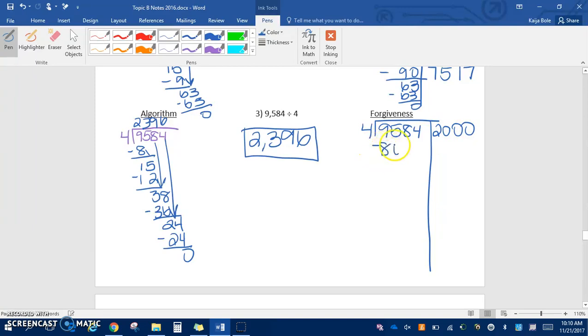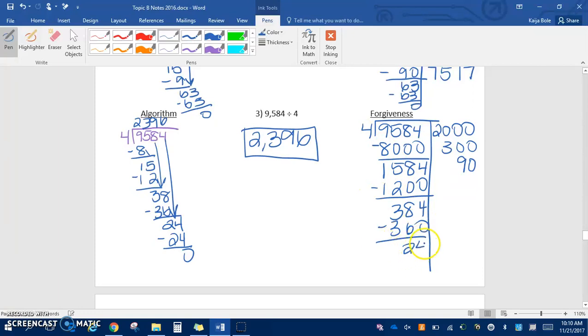So I'm going to subtract 8,000, and I'm left with 1,584. In the hundreds, I'm going to take out 300. So that means I'm subtracting 1,200. So I'm left with a 4, an 8, and a 3. In the tens, I'm taking out 90. So I would be subtracting 360 then.